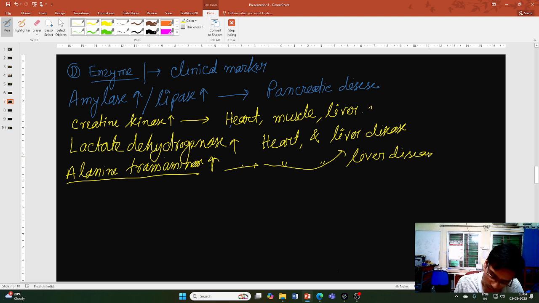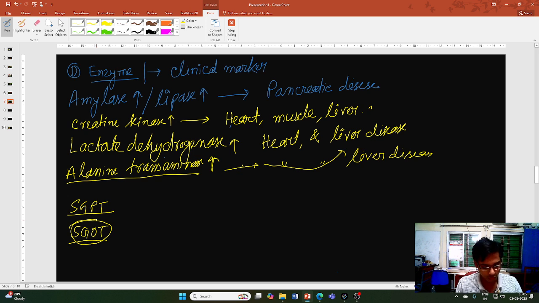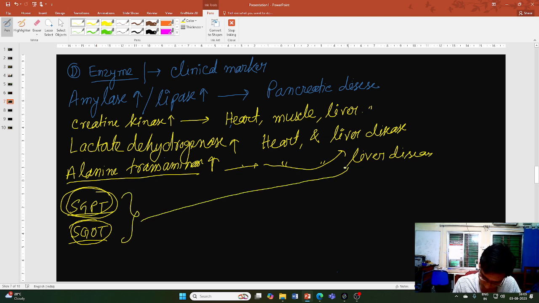Their names are changed somehow, like SGPT and SGOT. What is SGPT and what is SGOT? SGOT is serum glutamate oxaloacetate transaminase, and SGPT is serum glutamic pyruvic transaminase. Both are checked in liver disease. So these are the key enzymes present in the plasma.